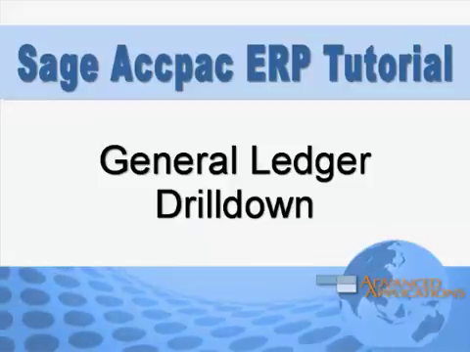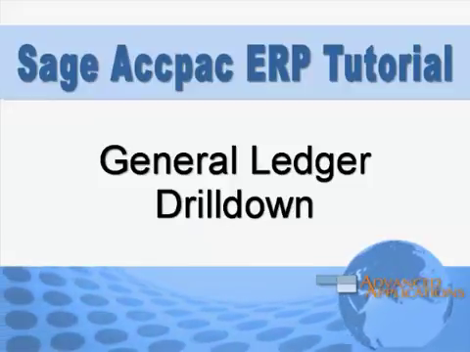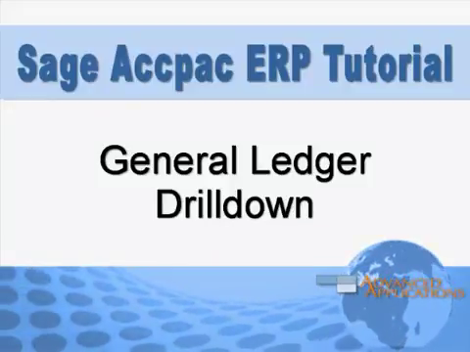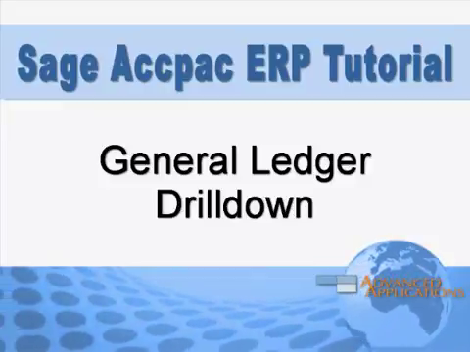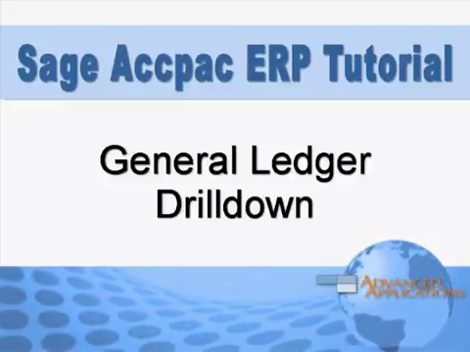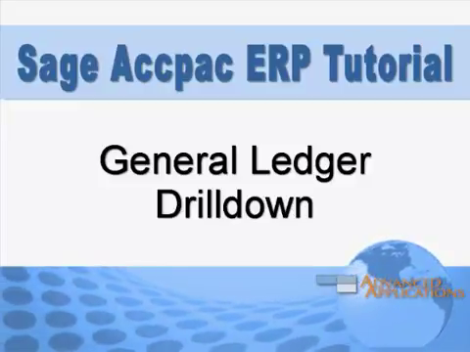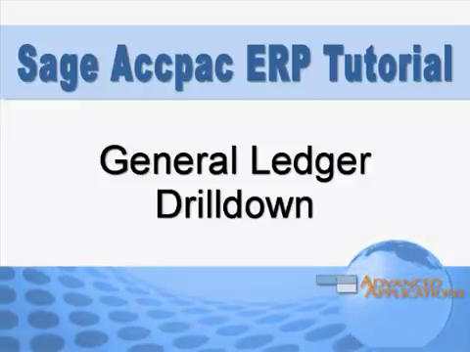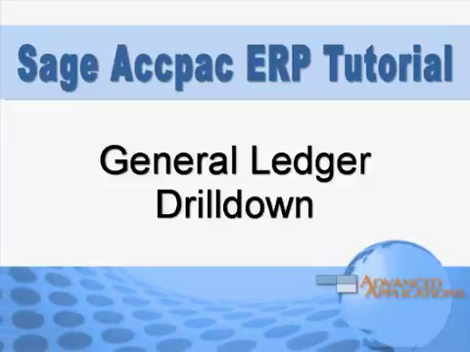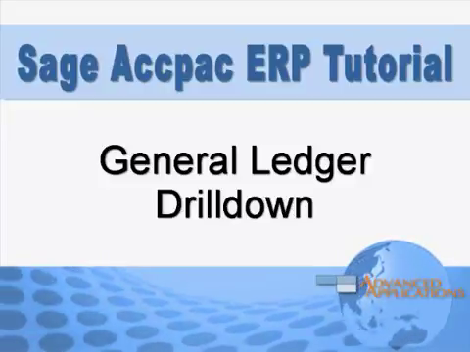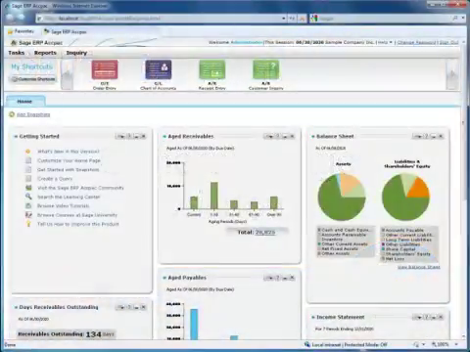Researching the source of general ledger account balances in your Sage 300 ERP chart of accounts is made easy by the access it provides to the underlying source information. Your ability to drill down to the originating transactions is very powerful, and in this tutorial, we're going to take a look at this feature. So let's jump right in and get started.